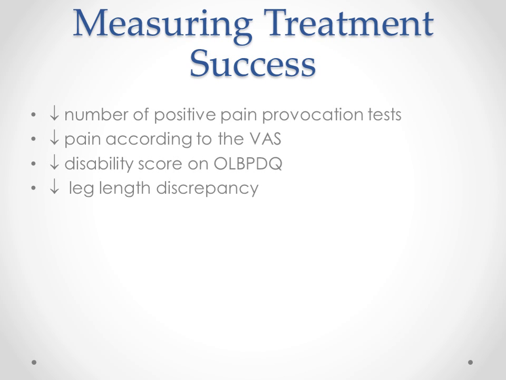To measure my success in each treatment, I'm looking again to decrease the number of positive pain provocation tests. So those 4 tests, originally they were admitted if they had 3 out of 4 positive. We're looking to decrease that number, decrease pain according to the visual analog scale, decrease disability scores based on the questionnaire, and decrease any leg length discrepancy, assuming that they had one when they were admitted to the study.